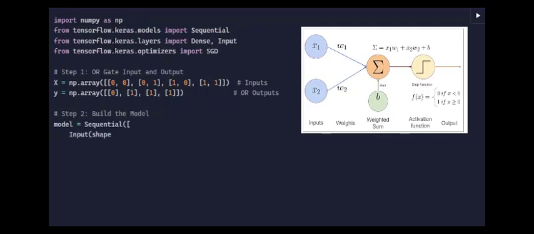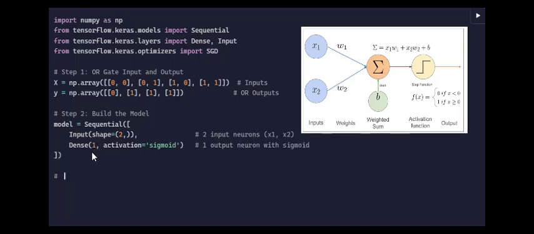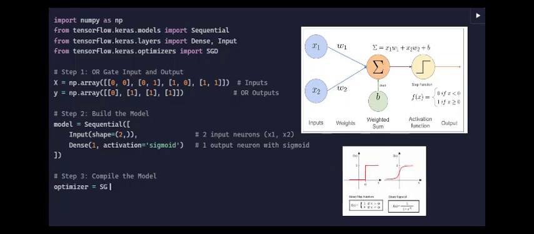Here I am taking the model as Sequential, which means layers are added one after another. Here the input shape I am taking is 2, which tells us that the model will have 2 inputs. And here I am using Dense 1. This 1 tells us there is one neuron in the output layer, and the activation function we are using here is sigmoid.